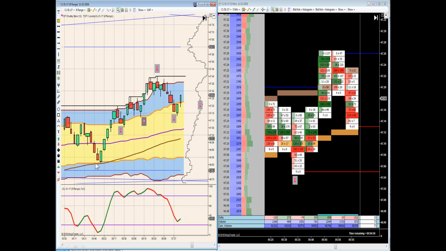So this is crude, and this is from Thursday. Is it Thursday? What day is this? Actually, I think this is yesterday. Yep, yesterday. I started out with Thursday, and then I threw everything away because I wanted more recent examples. So I've got them marked at the areas where we can actually look for trades.